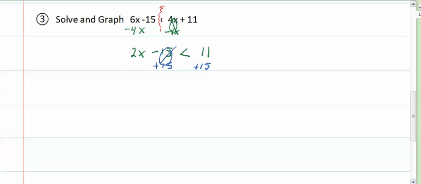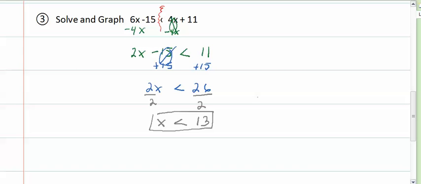Again, this is 0. I have 2x is greater than, and I add these together, I get 26. Okay, my next step will be to divide by 2, both sides of my inequality sign. Do I need to flip this sign around? The answer is no, because we divided by a positive, not by a negative, so I'm going to keep my sign just like it is. And 2 will go into 2 once, 2 will go into 6 3 times. So I've got x is less than 13.